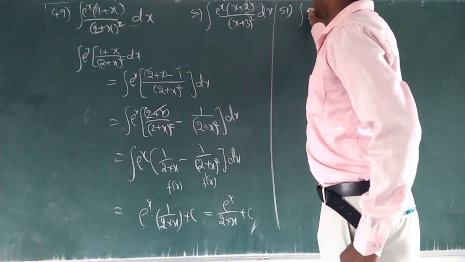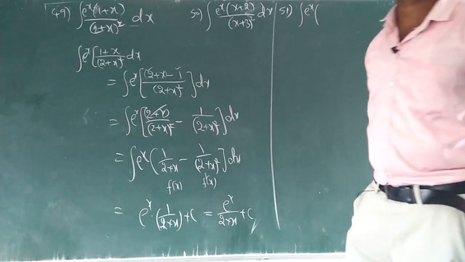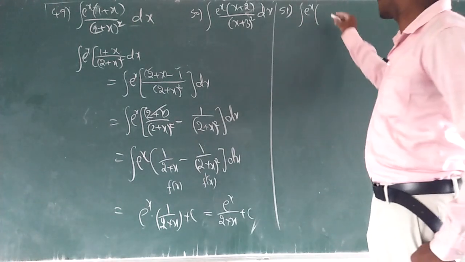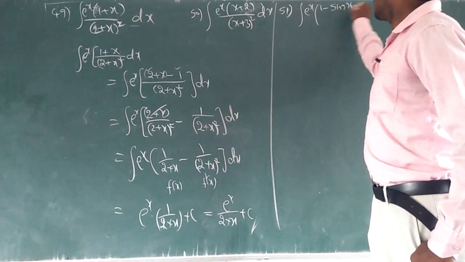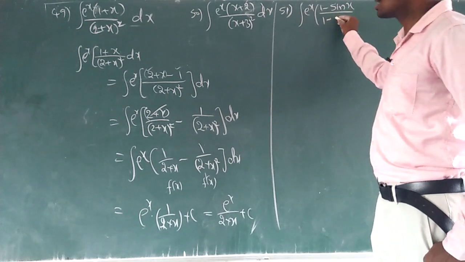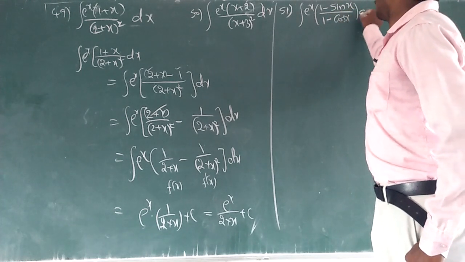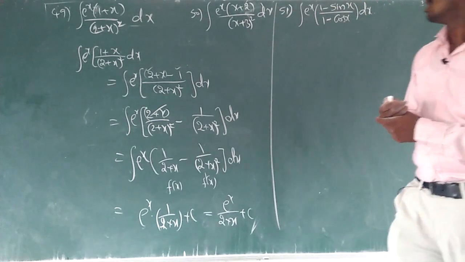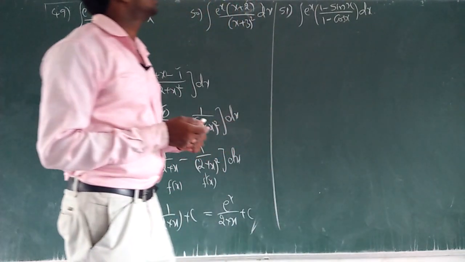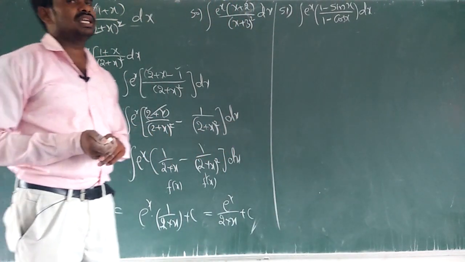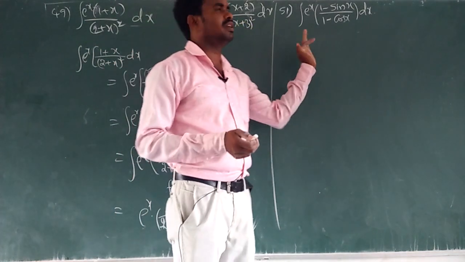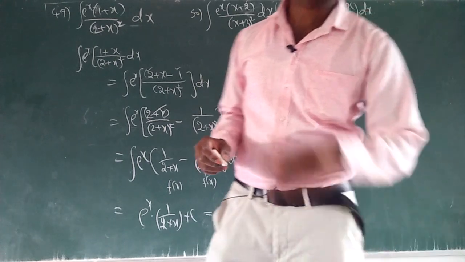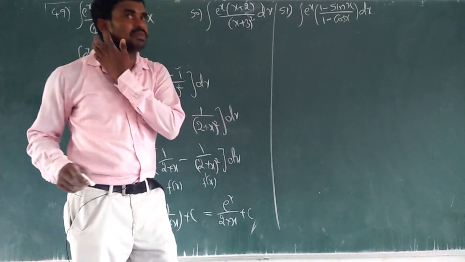51st question, the last one in this part, in this model, about this formula. Integration of e power x of (1 minus sin x) by (1 minus cos x). It is a little bit difficult to get the answer because by observing we can't get it directly. It should be simplified using trigonometric formulas. So what is the sin 2 theta formula? What is the 1 minus cos 2 theta formula? That we have to remember.